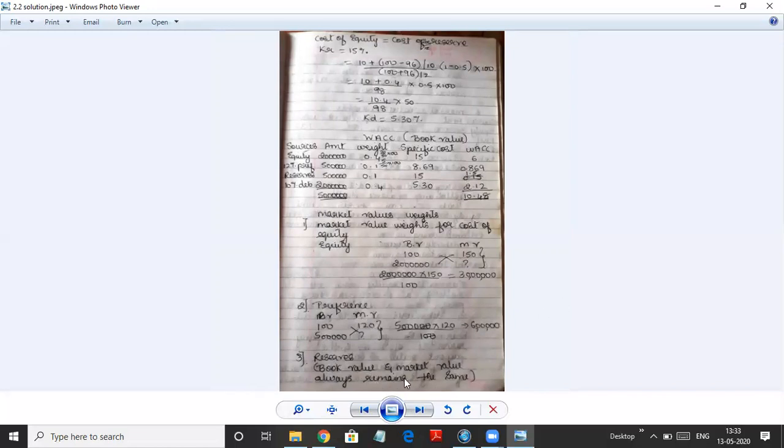Reserves, book value and market value will always remain the same because reserves are not sold in the market, so it doesn't have a market value. Whatever is the book value, it will be the same. Only if the question says that the market values are different, you can take it for reserves. But you can't calculate it, so if nothing is given, you take reserves book value and market value both as same.